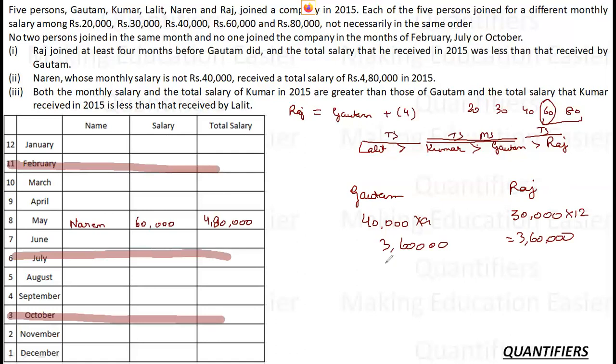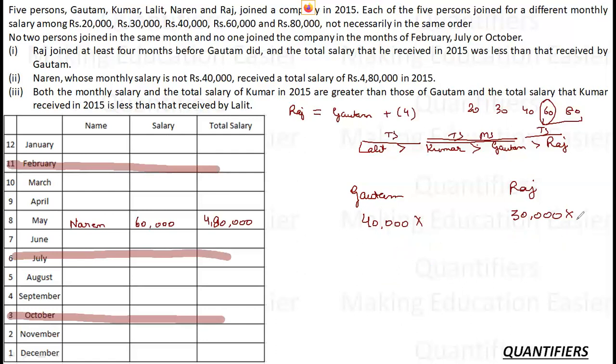If I take fewer than 9 months, if I take 8 months, then it is 3,20,000. That is not possible. Why? See, I know that the difference has to be at least 4. So 9 and 12 is not even possible. At the point where their salaries are getting equal, this is not even possible. Which means if Raj's salary is 30,000, there is not even a single case when Gautam can surpass it.